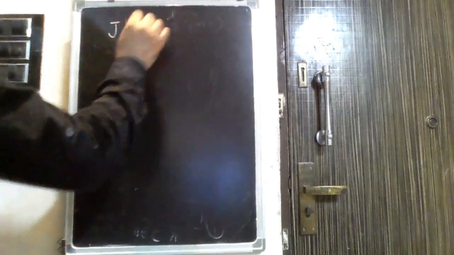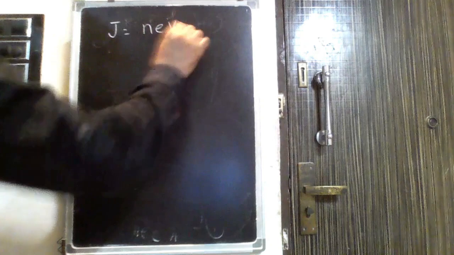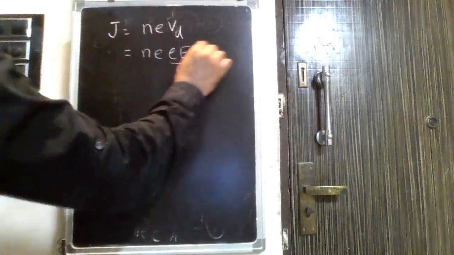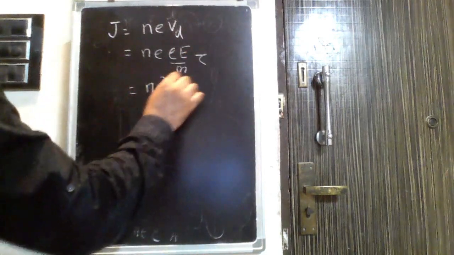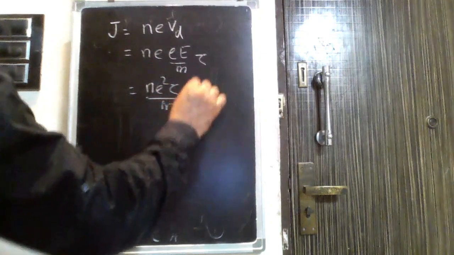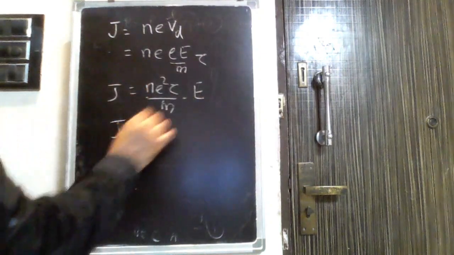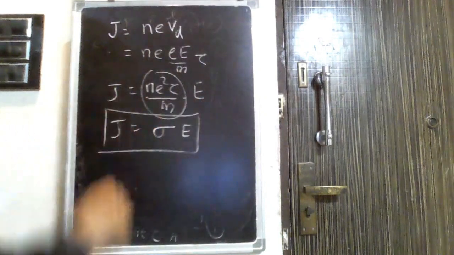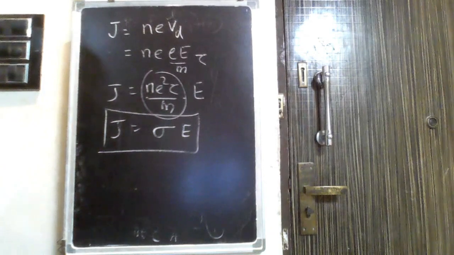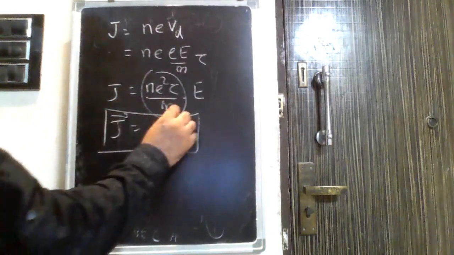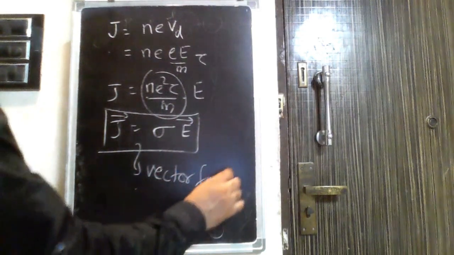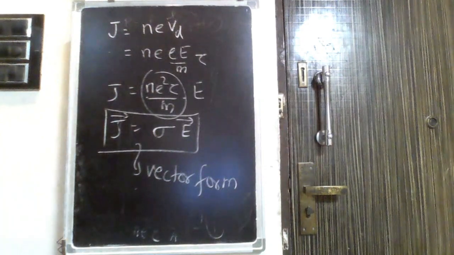Let's go for this formula J once again. It is NeVd. So J, I told you, is current density. NeVd, so E upon m into tau once again, which is Ne squared tau upon m, times E. This, I just told you, is sigma. So J equals sigma E. J is current density, sigma is conductivity, and E is the electric field. So if you make it a vector, this is your vector form of Ohm's law. So if they ask you the vector form of Ohm's law, J is sigma E, not V equals IR. So this is another piece of information.